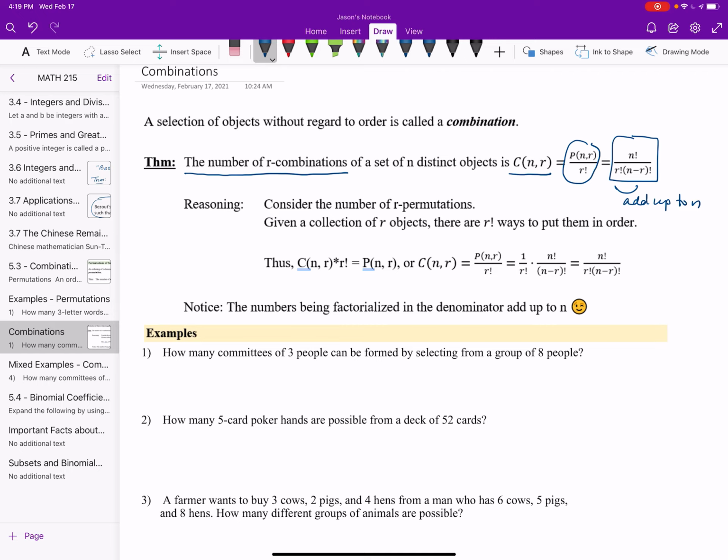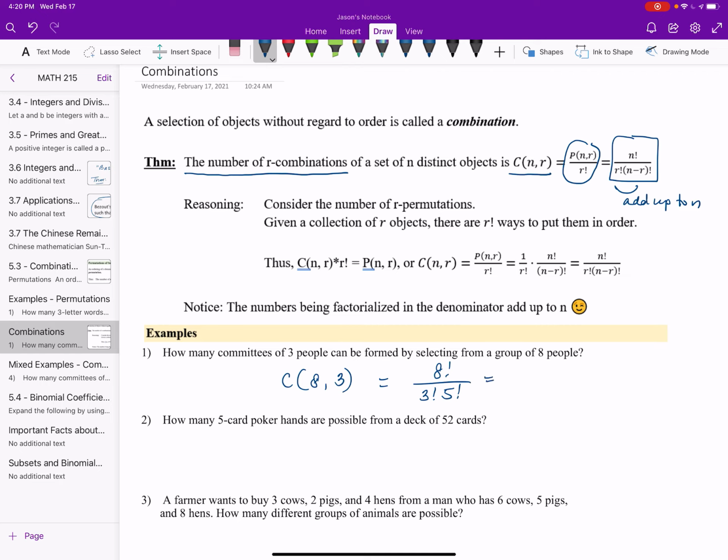In number 1 here: how many committees of 3 people can be formed by selecting from a group of 8 people? There, we don't care about what order they're selected in. If John, Tom, and Harry are in the group, that just means they're in the group. The order they were selected has no bearing on being a different group. So this means that we have C(8, 3), which is 8 factorial over 3 factorial times 5 factorial.